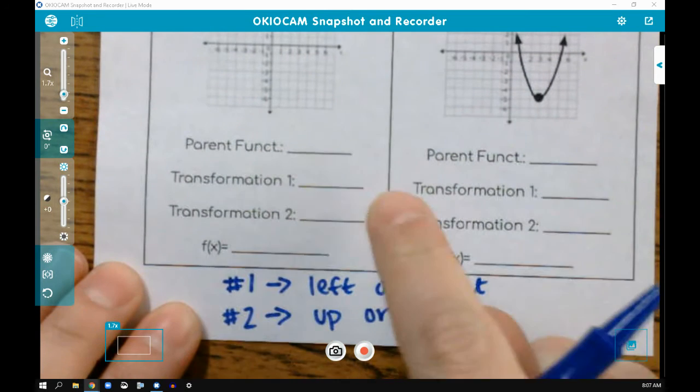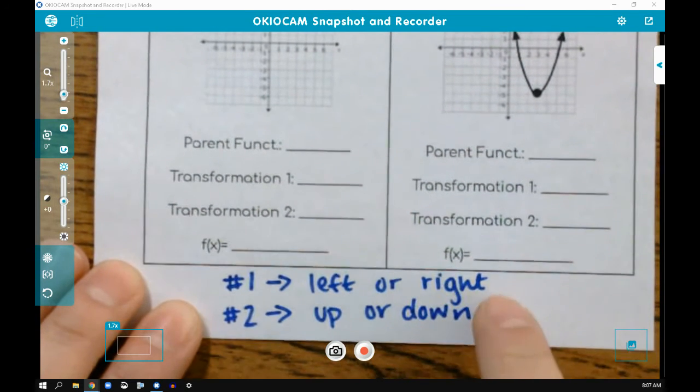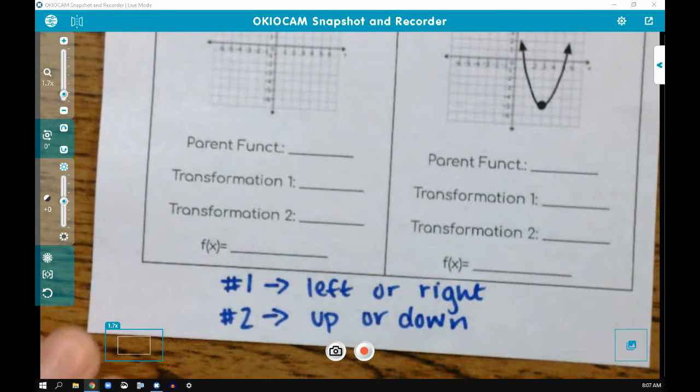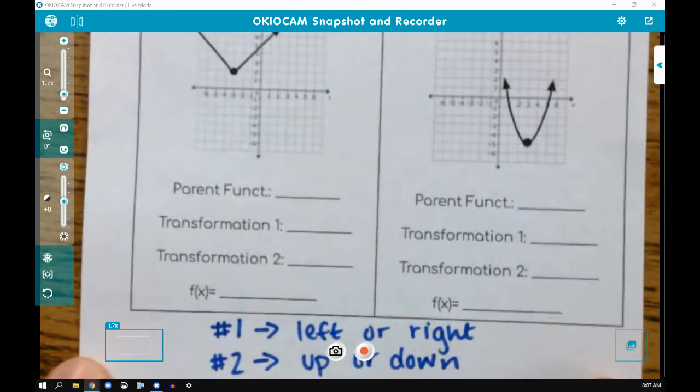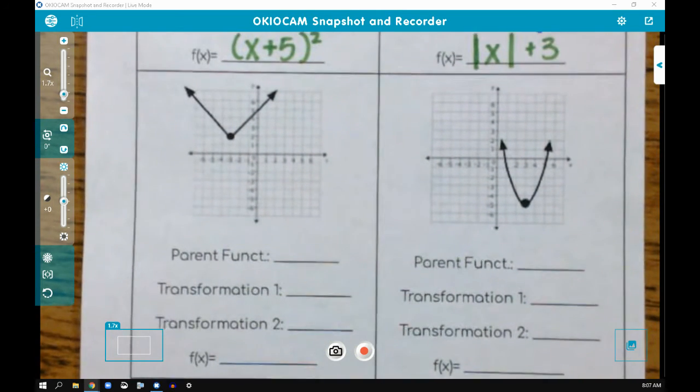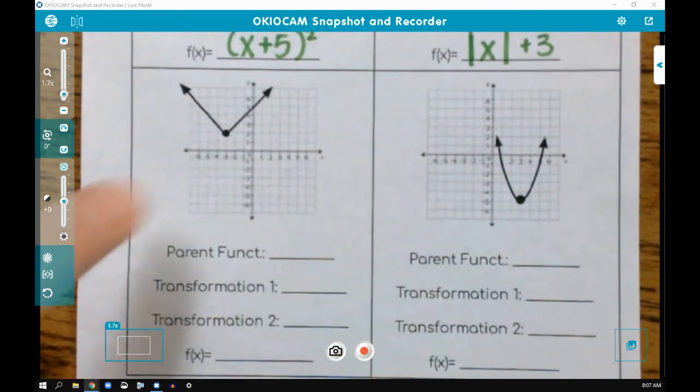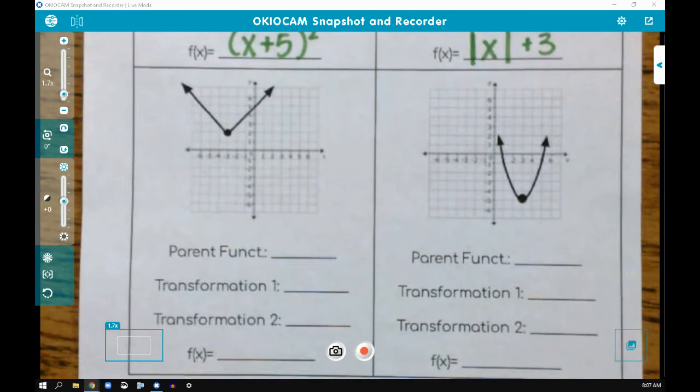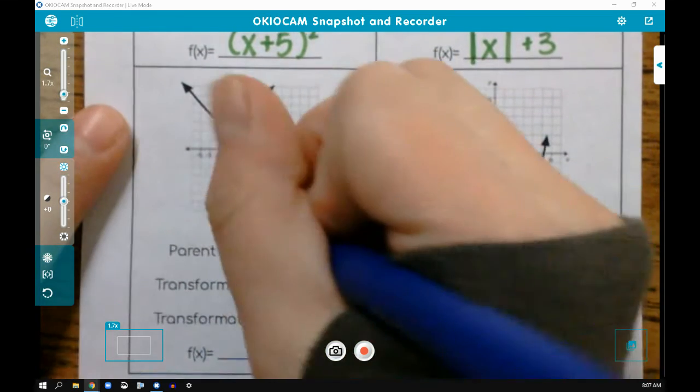And so on these blanks that say transformation 1 and 2, if you do them in that order, it'll make your life easier. So always write your first transformation as left or right, your second transformation as up or down. Okay, so with that being said, my parent function on this third graph, it's the V-shaped, so that's absolute value of x.